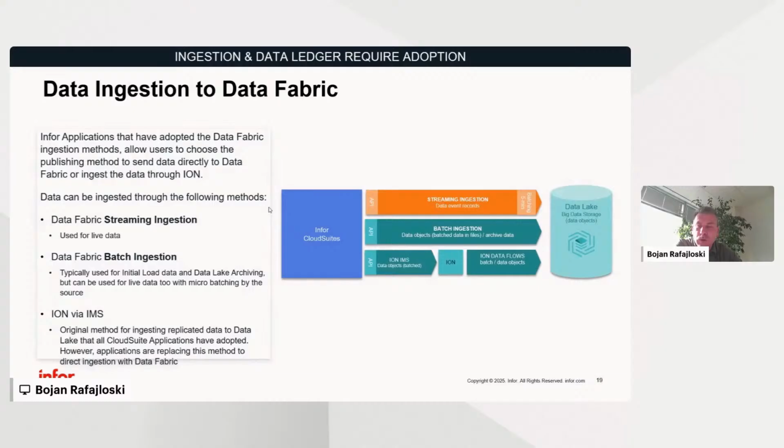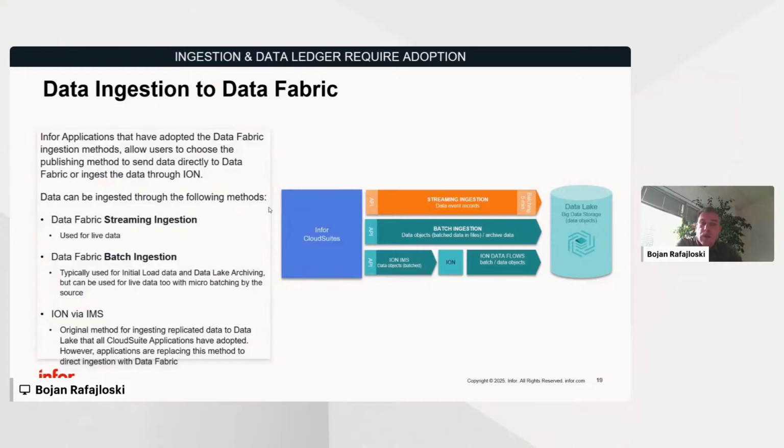It can be used also for sending live data. However, in that case, the data will not be immediately published when it changes because we require the source application to batch the data when dealing with batch ingestion. So ideally, it's positioned for sending initial load data, reload of some of the data from the ERP, or for using with Data Lake archiving, which is a feature that allows the ERPs to offload a certain portion of their data from the database and completely reside it in the Data Lake.